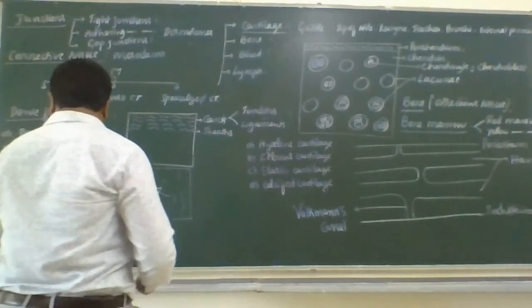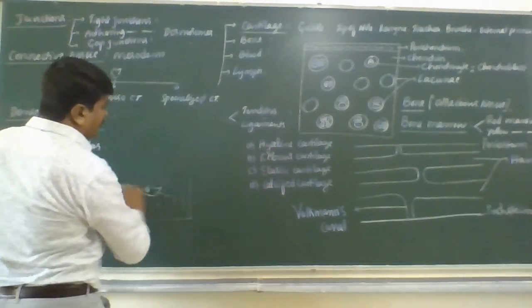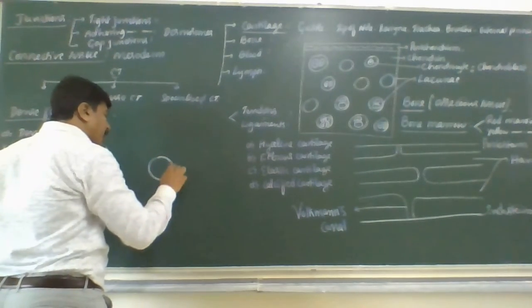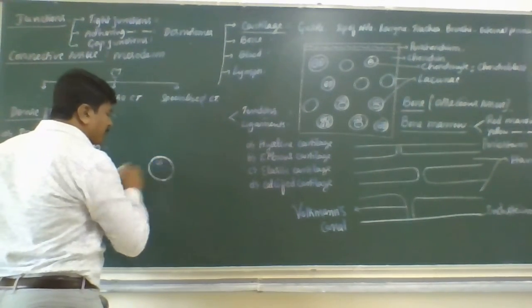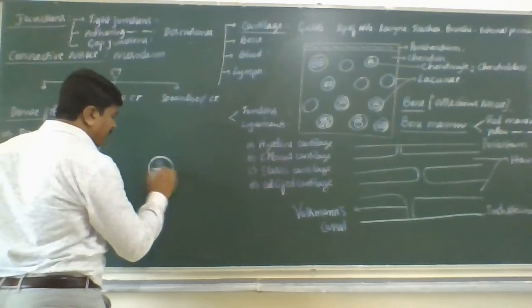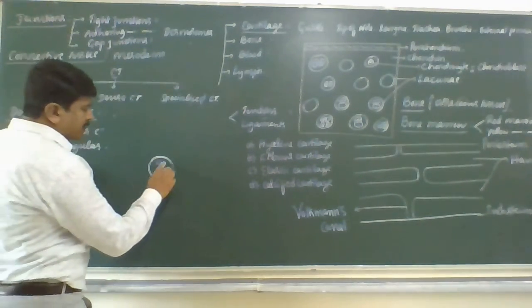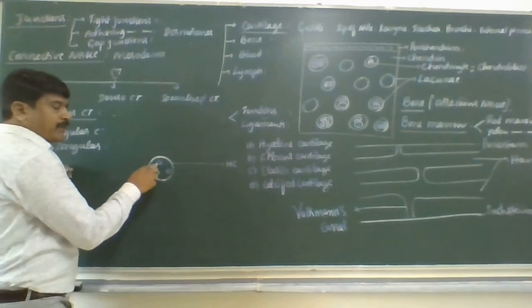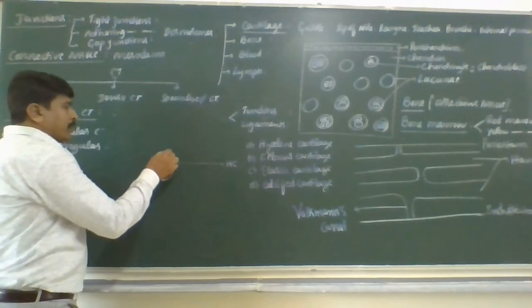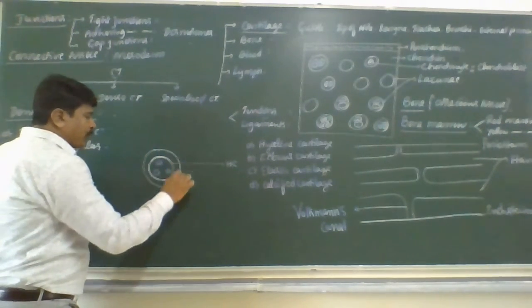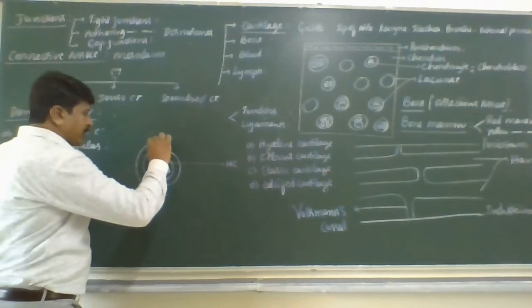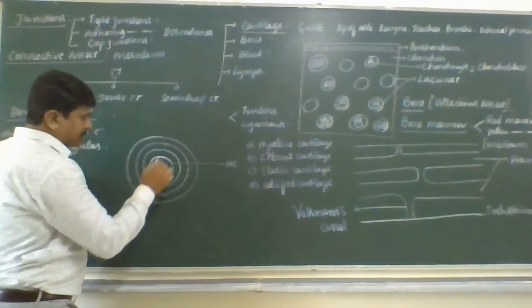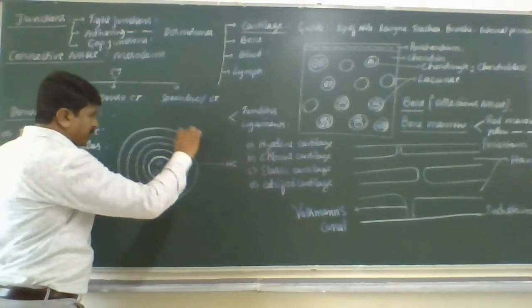Okay. Listen to me. Let us consider an Haversian canal. It contains a branch of blood vessel, lymph vessel, and a nerve. Each Haversian canal is surrounded by 2 to 40 concentric circles like this.